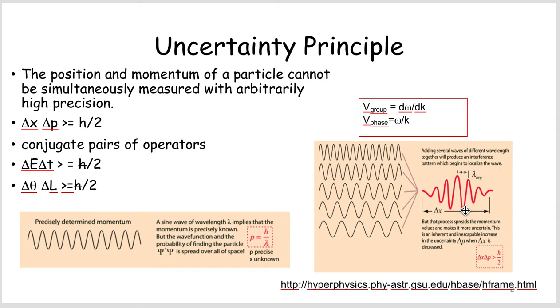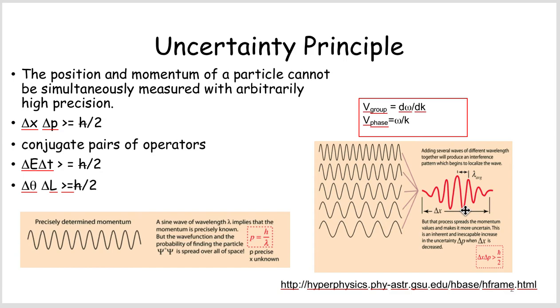So we cannot reduce the uncertainty arbitrarily to a very small value. If we increase the uncertainty in delta p, then the uncertainty in delta x will decrease. Or if we increase the uncertainty in delta x, then the uncertainty in delta p will decrease. So even when we are not doing any measurement, this uncertainty is there.